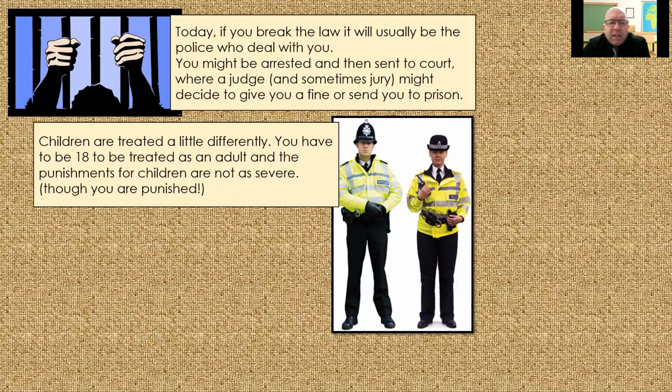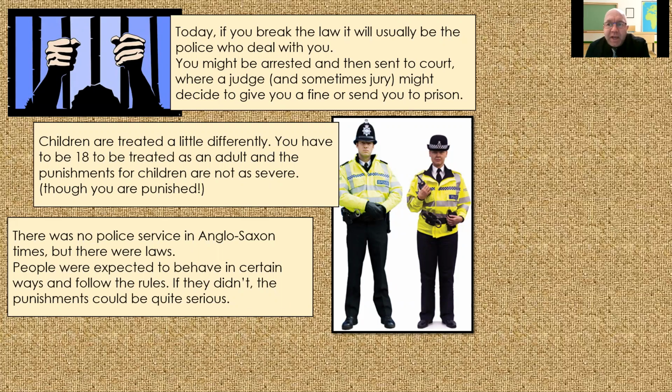Children are treated a little differently. Around here, you have to be 18 to be treated as an adult. And the punishments for children are not as severe. But you are punished, so don't think you won't get punished if you commit a crime. It's just the punishments themselves are not always as serious as if you were an adult. So you have to be 18 to be treated as an adult.